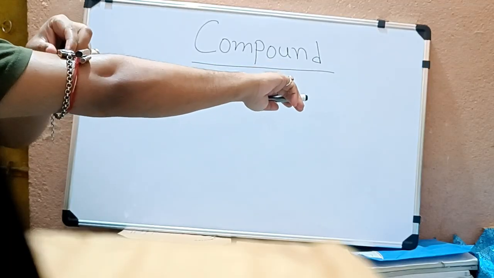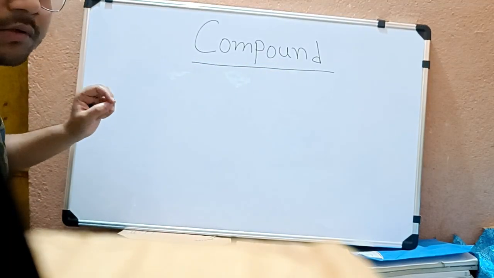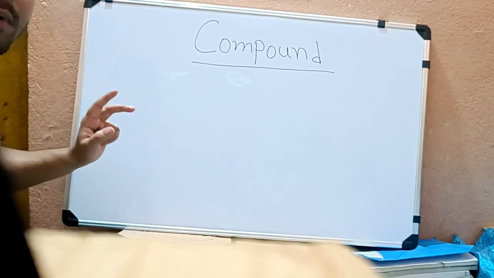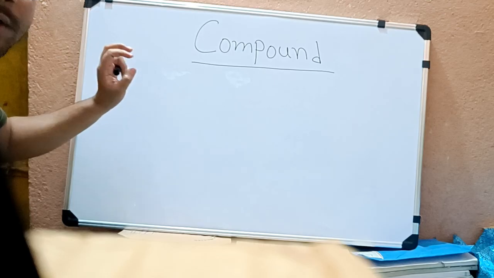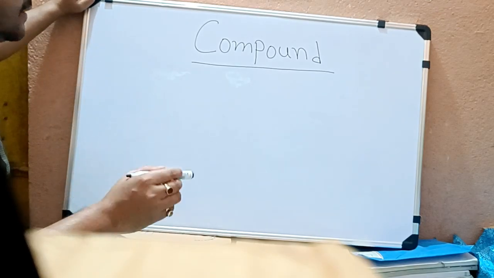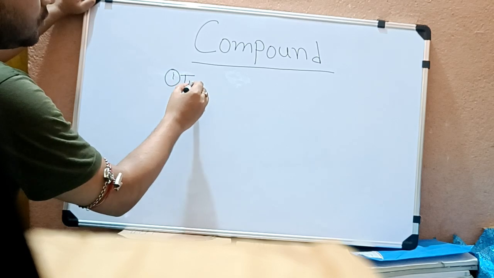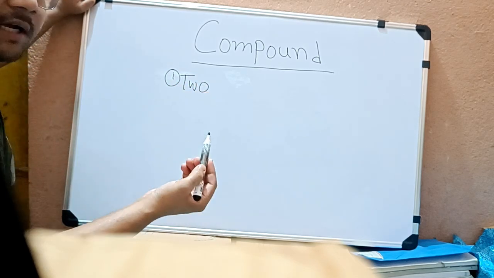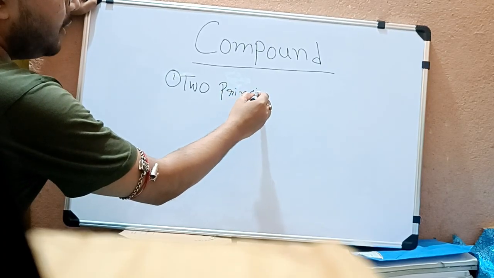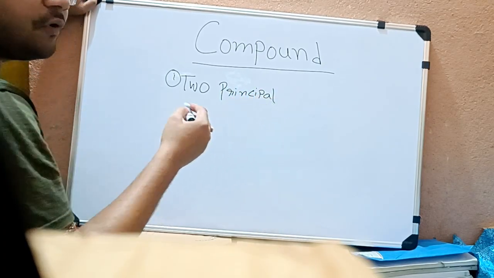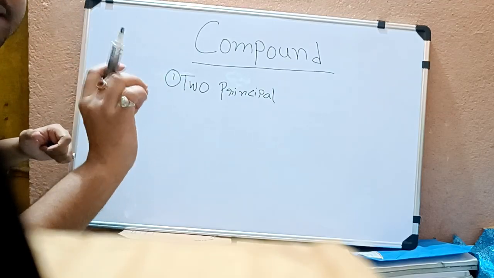And today is the last part of the sentence, and the last one is the compound sentence. So first we have to know what is called a compound sentence. The definition of the compound sentence: the compound sentence means where there will be two clauses, two principal clauses, because a compound sentence is formed by using two individual principal clauses.